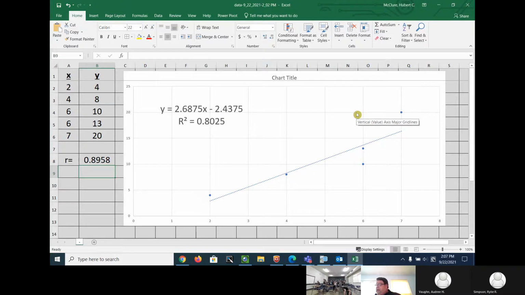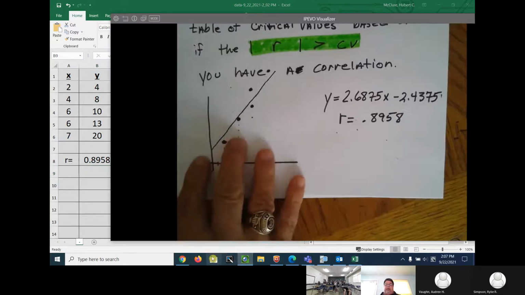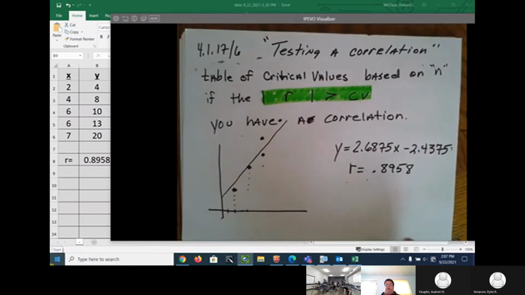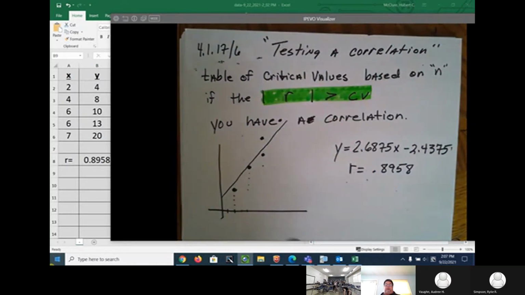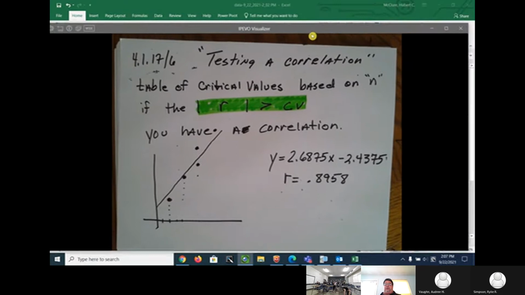Y is equal to 2.6875x minus 2.4375. R is equal to 0.8958. So if you look at this piece of paper right here, that is pretty much what I want you to be able to do. But there are some homework problems that ask you to find the critical value. Not this one, but yeah, it does. I think it does for the SU2. So now let's go back and see what they're going to ask for, the critical value.